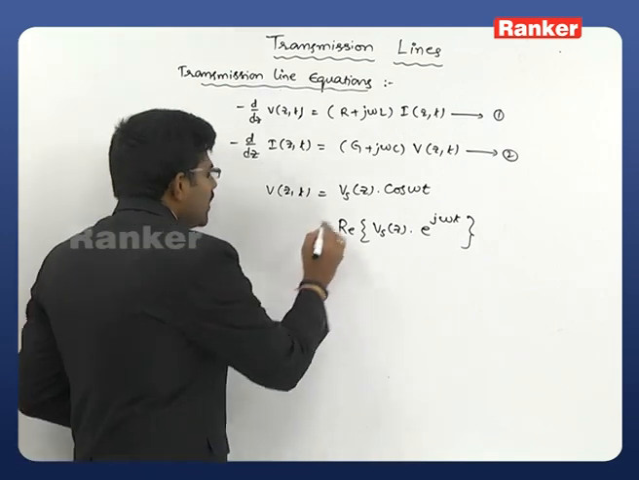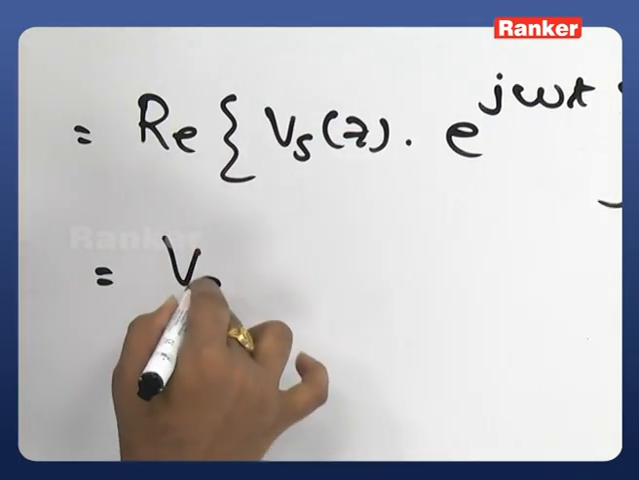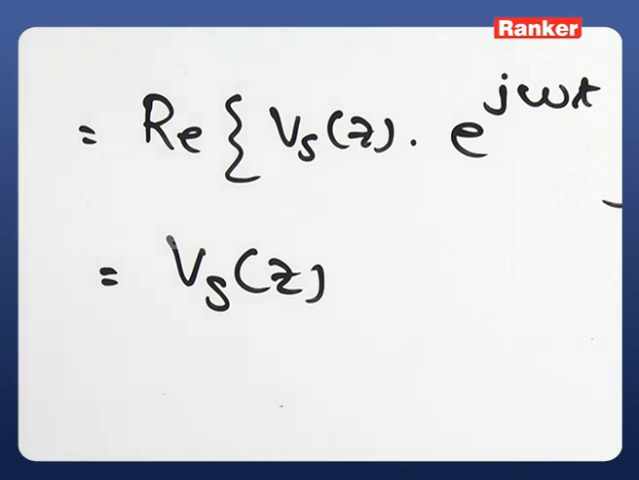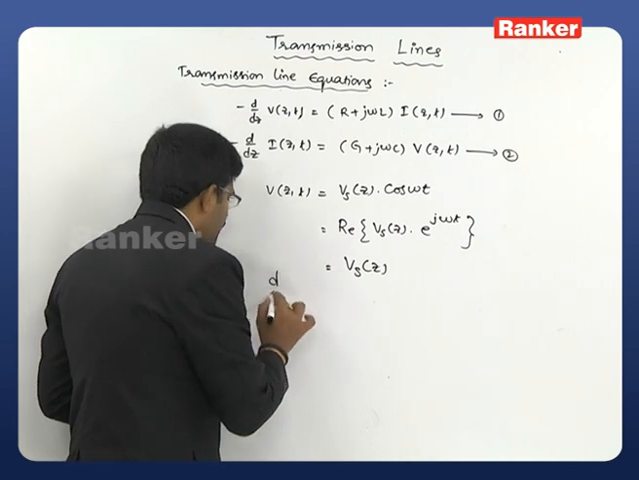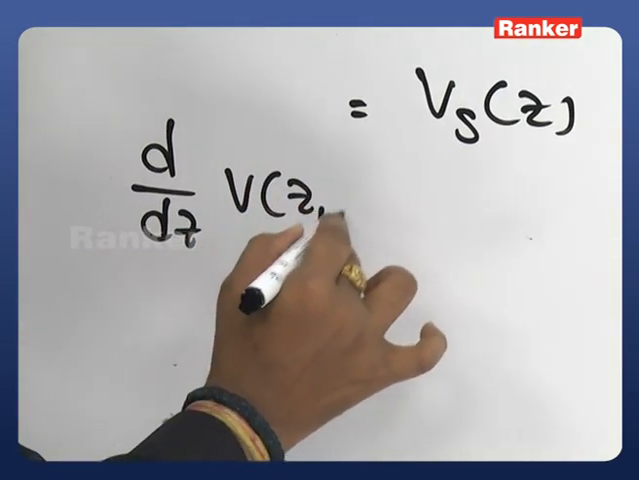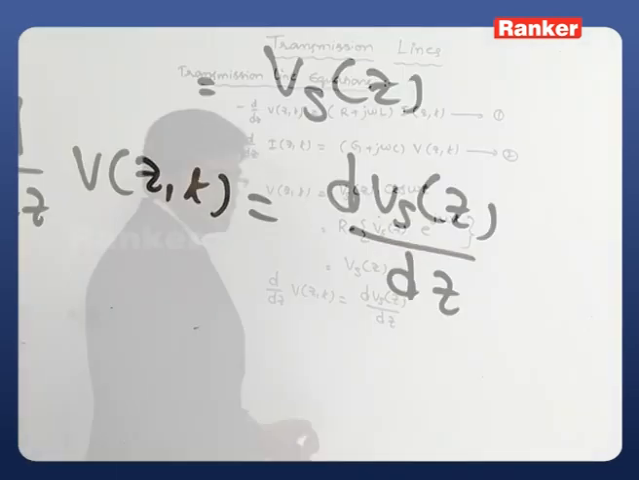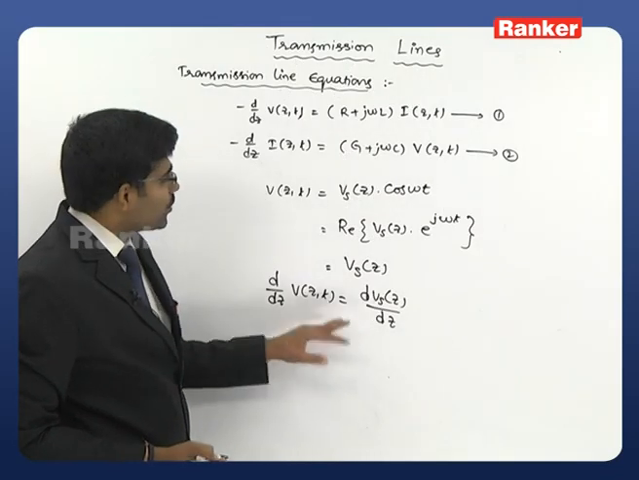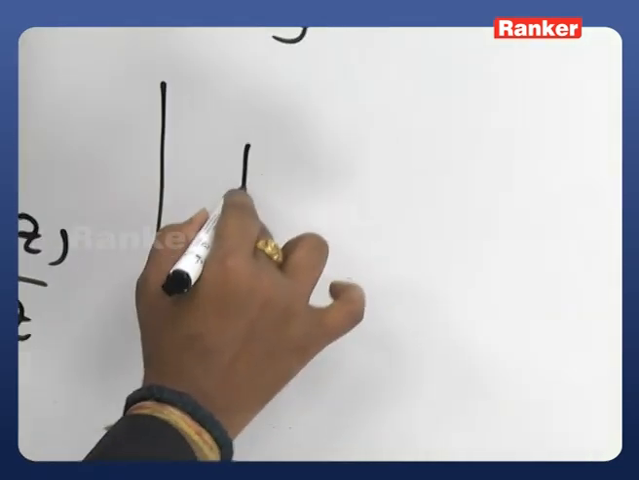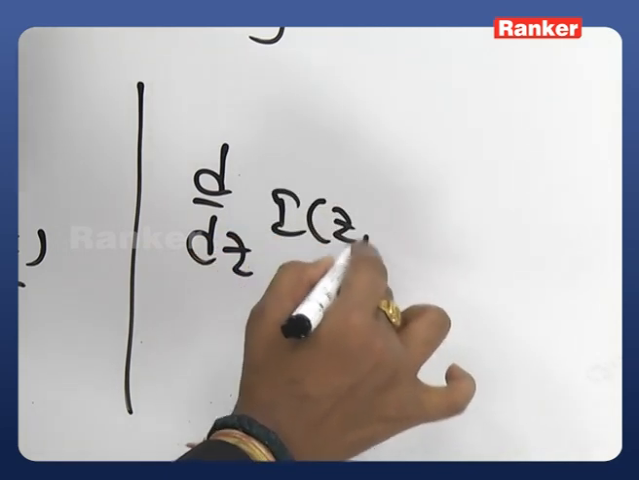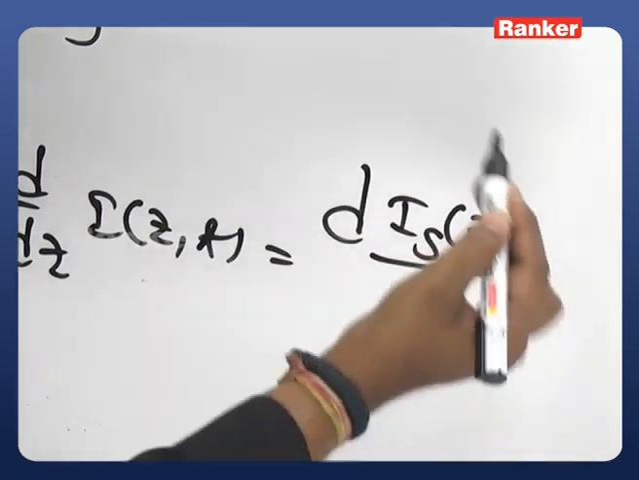Now observe here that at this stage I can suppress the time domain factor, and simply consider Vs of z. So just suppress the time domain cos omega t now and take this as Vs of z. Then d by dz of v of z comma t is equal to simply dVs of z divided by dz. Clearly remember, we are not ignoring or eliminating, we are suppressing the time domain, nothing more than that. Similarly, d by dz of I of z comma t is equal to dIs of z by dz.